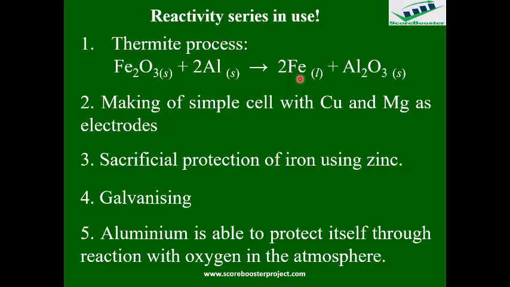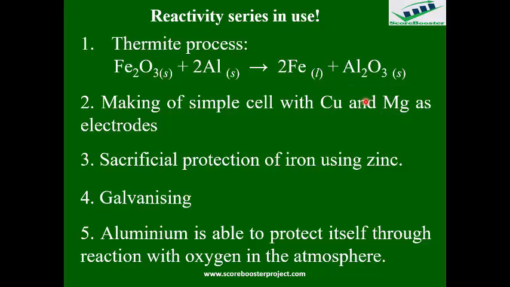Making of a simple cell with copper and magnesium as electrodes. When you have copper and magnesium as electrodes, you want to make a simple cell. You want the cell to light up a bulb. So what we just need is to make a copper and magnesium electrode. Any electrolyte is okay. Since magnesium is higher than copper in the electrochemical series, it loses electrons more readily.